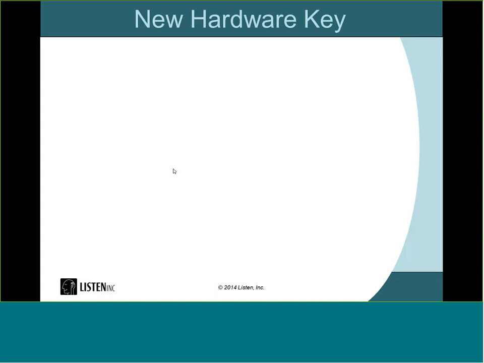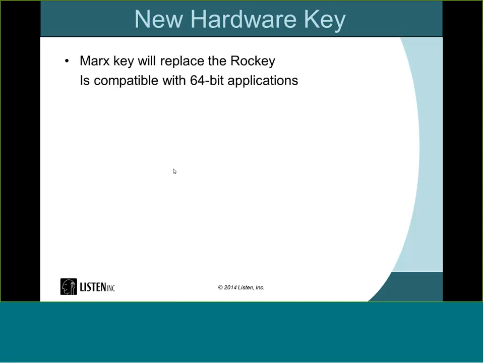Finally, in SoundCheck 13, we are introducing a new hardware key. So the hardware key, meaning our USB dongle that comes with SoundCheck that controls our licensing. For a long time, we've used the Rocky hardware key, and now we're switching over to the Marks key. The main reason that we're switching to the Marks key is that the Rocky was not compatible with 64-bit applications, and it was high on our list to release a version of SoundCheck that was native to 64-bit, so that necessitated finding the new key.